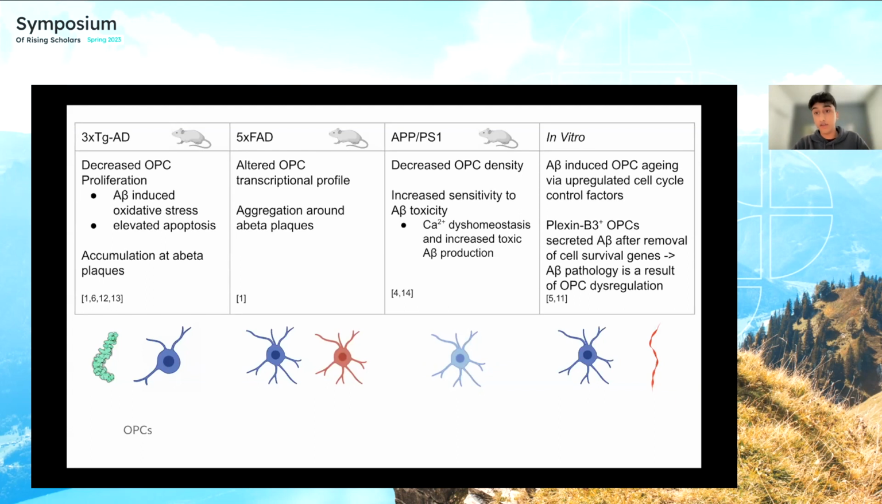And then finally, in vitro, so in a Petri dish, amyloid beta basically induced oligodendrocyte aging via upregulation of certain cell cycle control factors. A specific subpopulation of oligodendrocytes called plexin B3+ OPCs were actually found to secrete amyloid beta. So instead of just playing a passive role in this pathology, that one study found that they were actively secreting amyloid beta.